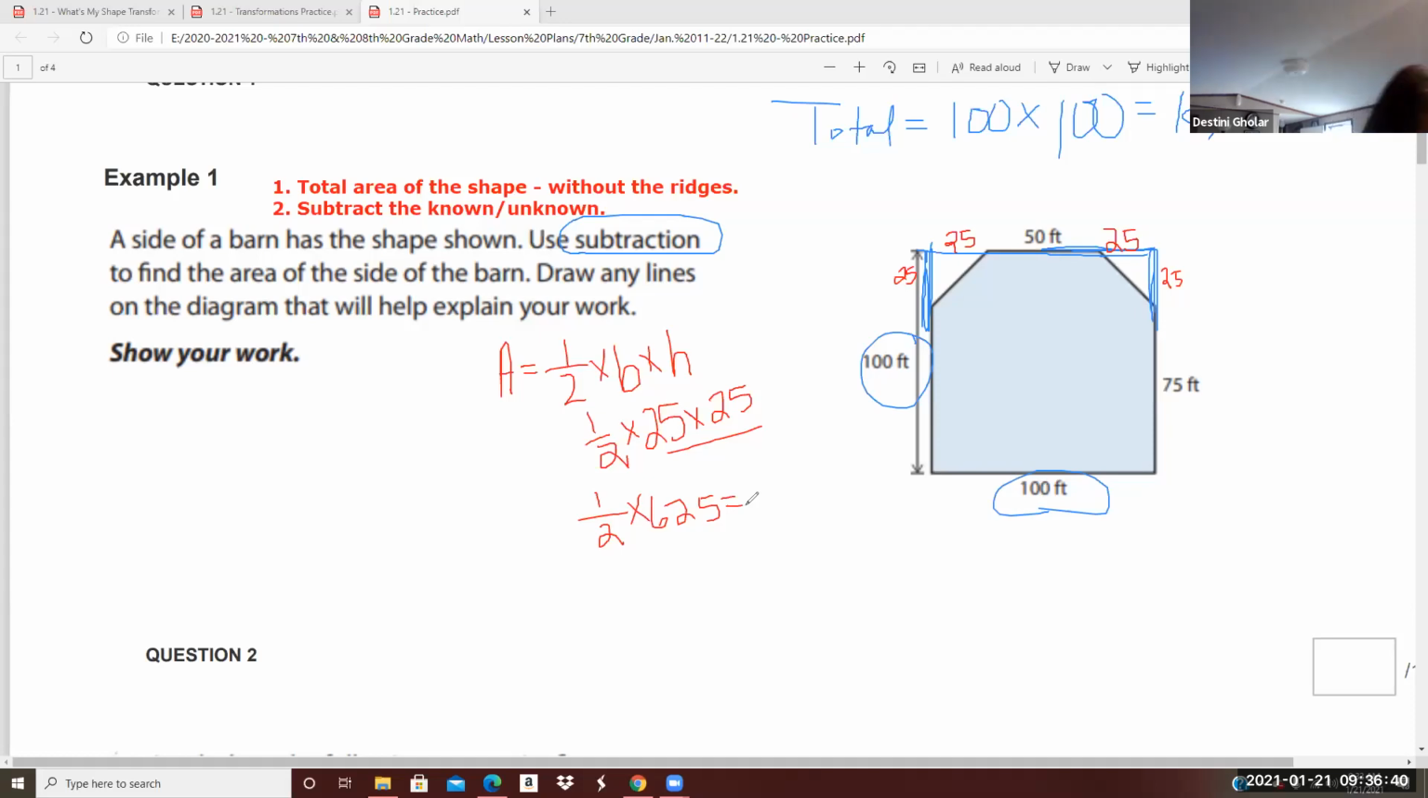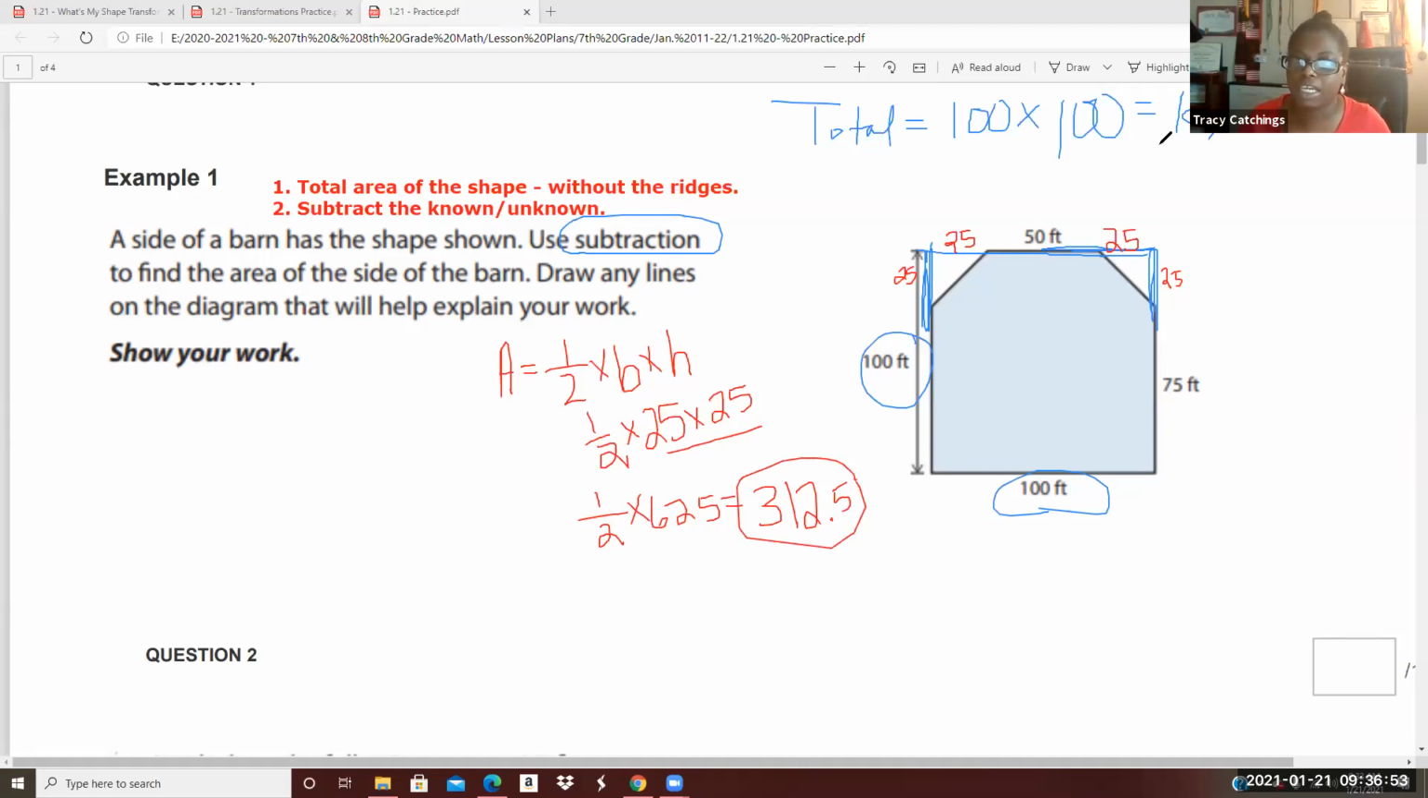312.5. Great job. So that means each triangle would make up 312.5. We had 2 of those triangles, so we would then take our total area of 10,000 and subtract 312.5 2 times. We're going to subtract it 1 time, then we're going to subtract it again.